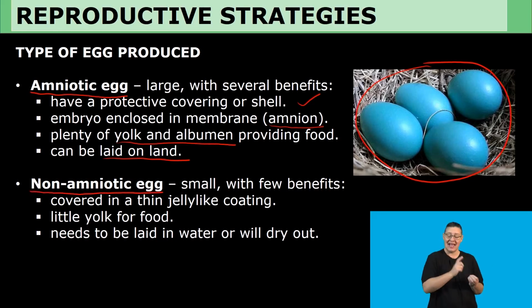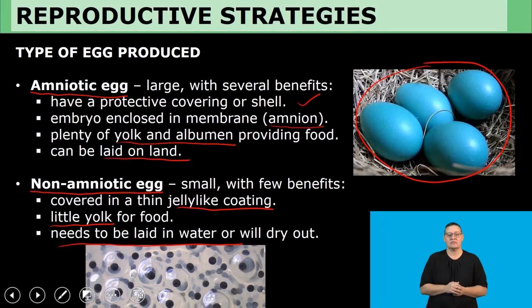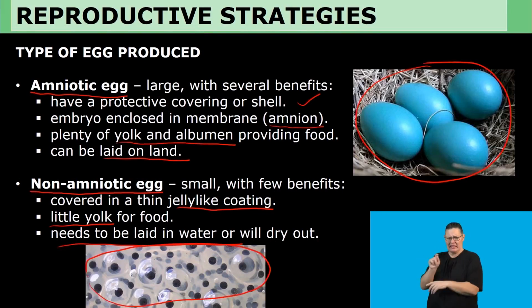Non-amniotic egg, on the other hand, it's small with few benefits. It's covered in a thin jelly-like coating, little yolk for food, and it needs to be laid in water or it will dry out. Keep what I'm saying at the back of your mind because very soon you'll find something that is going to relate to this. We have got an example of non-amniotic eggs. You can see it's a lot of them. They have got jelly coatings. They are not like these ones, where you can see the shells nicely. They are strong and firm for protection.